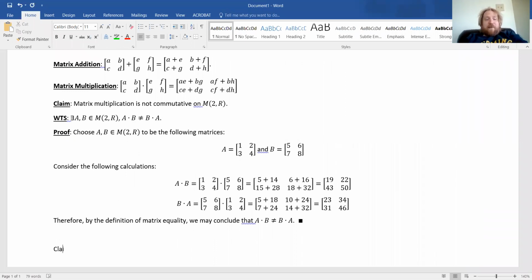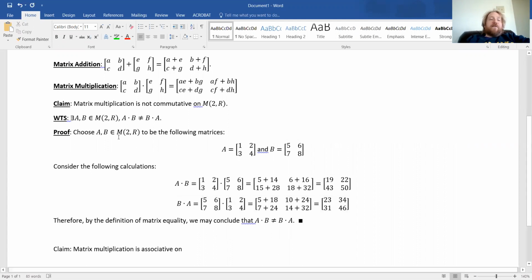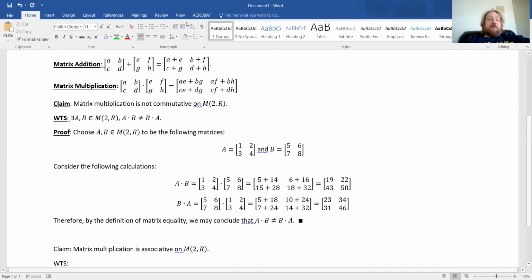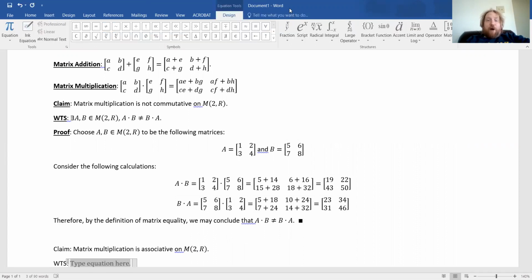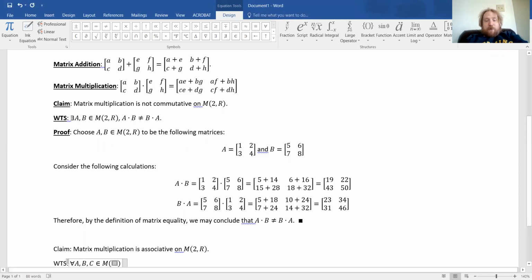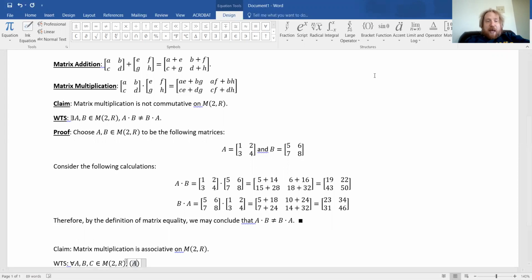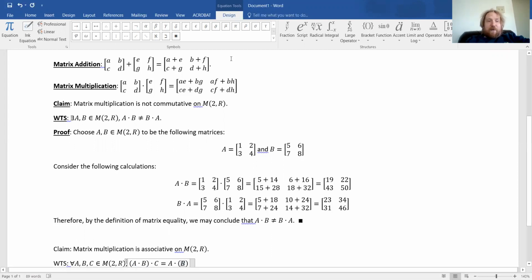Our claim is matrix multiplication is associative on the set M2R. Now, what we want to show is the definition of associative applied to the set M2R and the operation matrix multiplication. So for all A, B, C in the set M2R, the quantity A times B in parenthesis times C is the quantity A times in parenthesis B times C.